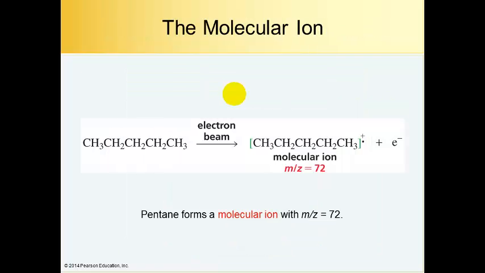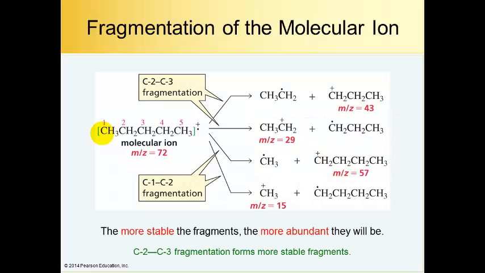So the molecular ion is the full molecule with only a positive charge of 1 electron missing, and that would be 72. We call that the molecular ion. So we have 5 carbons, and if the molecule breaks here, we end up with a 15. If the molecule breaks here, we end up with a 29. If the molecule breaks here, then we end up with a 43. And if the molecule breaks here, then we end up with a 57.